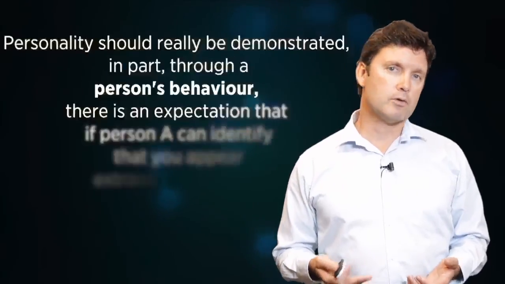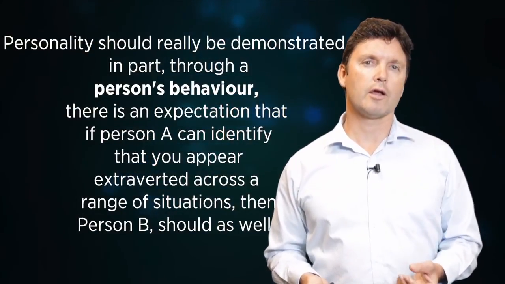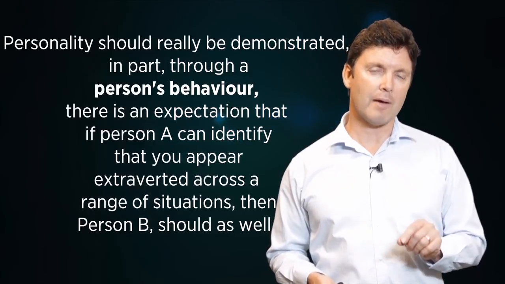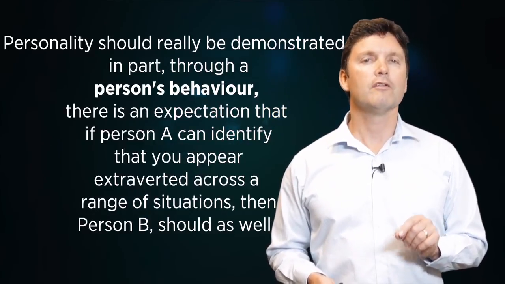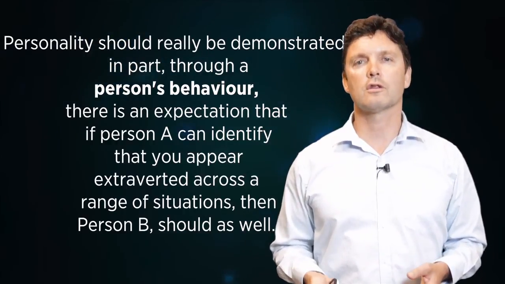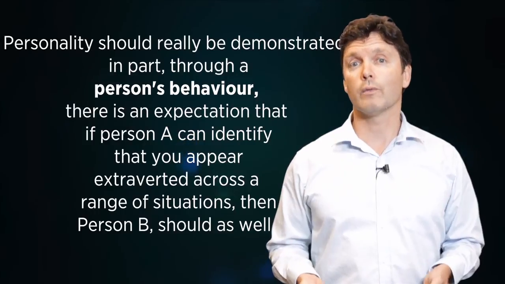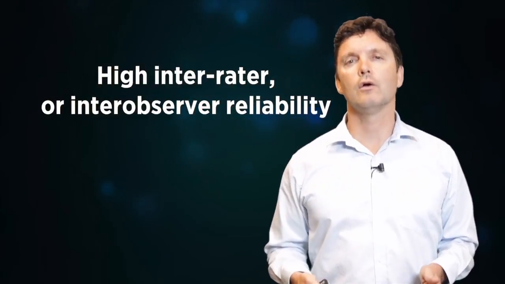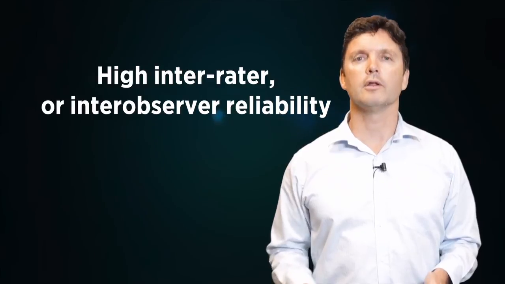In this case, because personality should really be demonstrated in part through a person's behaviour, there is an expectation that if person A can identify that you appear extroverted across a range of situations, then person B should as well. Alternatively, if you complete a self-report measure of personality and score highly on, say, neuroticism, then a person who's rating you on characteristics representative of neuroticism should also score you highly. If this happens, then we say that there's a high inter-rater or inter-observer reliability.